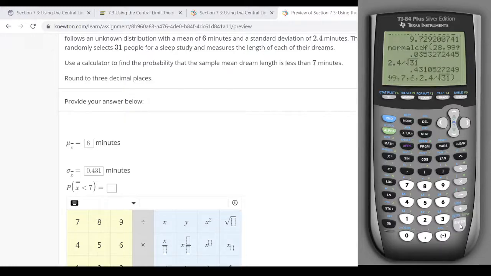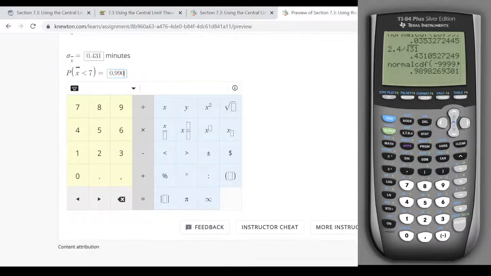Get that out there, and great. So the probability that a group of 31 people has an average dream time less than 7 minutes is pretty high. 0.9898, almost 1, close to 99%. In fact, that's what I'm going to enter, because it says round to 3 decimal places. It's 0.9898, so I bumped this up to 0.990. So the probability that a group of 31 people has an average dream length less than 7 minutes is 0.990, basically 99%.